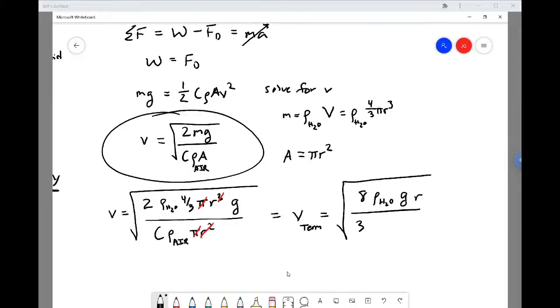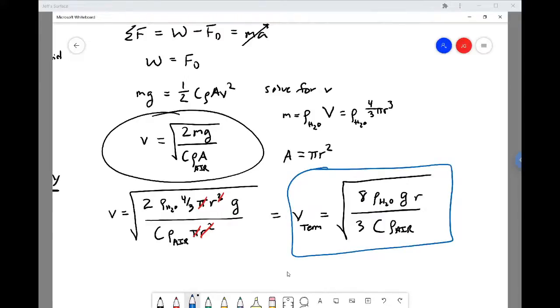Oh, there's an R up here too, times the coefficient of drag times the density of air. All right, so we get this formula from Newton's second law when we think of densities and geometries instead of mass and area. And so what do we got here?